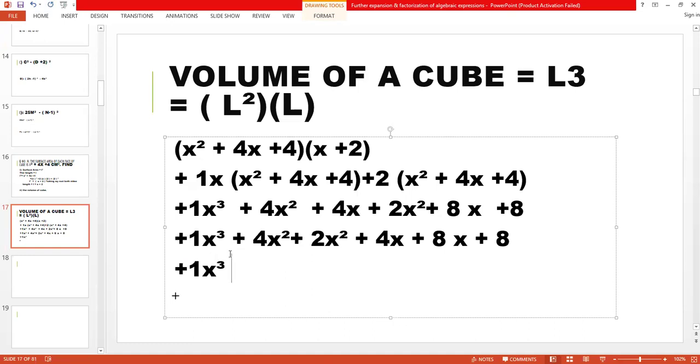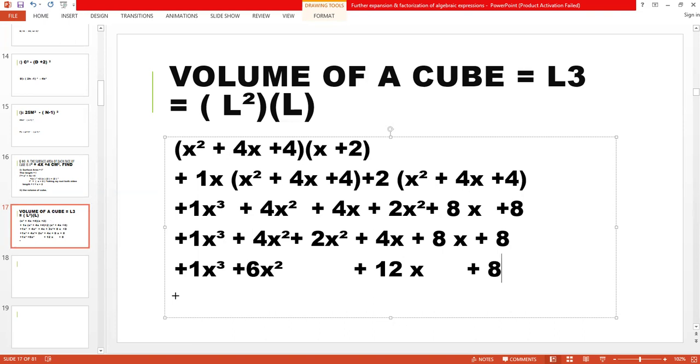Next, now we have to add 4 plus 2, it is equal to 6, and then I have to write x square. And next, I have 4x plus 8x. 8 plus 4 is 12. And next I have to write x, and in the end I have to write a constant, that is 8. Clear? This is the answer: x cube plus 6x square plus 12x plus 8. It is the volume.